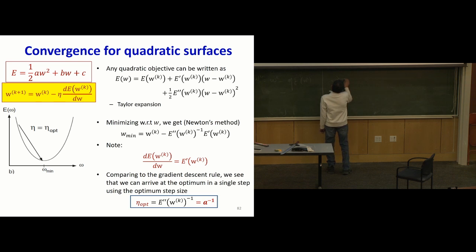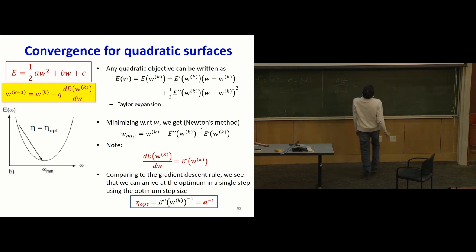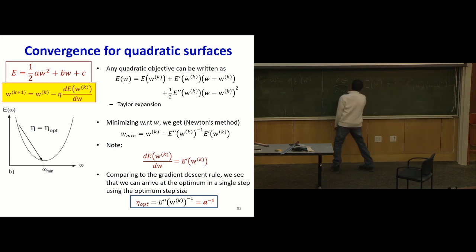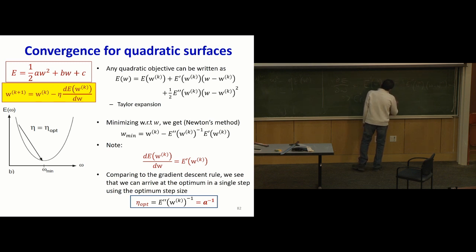So the derivative of e with respect to w is going to be e prime of wk from the first term, plus 2 times half of e double prime of wk times w minus wk. I just did this by taking the derivative of this Taylor series expansion, which is the same as the function itself. I can, of course, cancel this out. 2 times half is just 1. If I set this to 0, then I can pre-multiply by e double prime of wk inverse times e prime of wk equals minus of w minus wk.